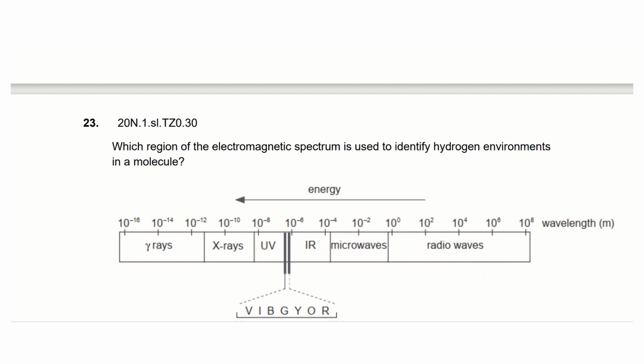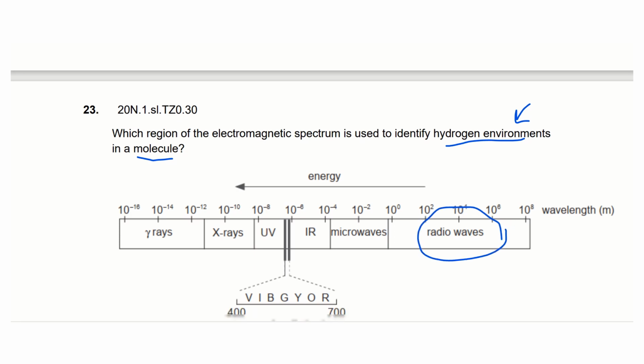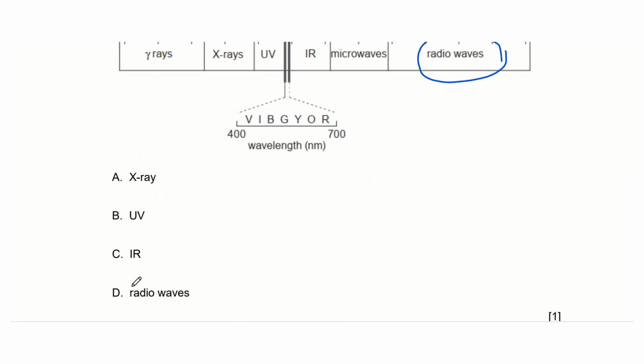Alright, which region of the electromagnetic spectrum is used to identify hydrogen environments in a molecule? Anytime you're asked for a hydrogen environment in a molecule, you're asked for the proton NMR, and the proton NMR always is in the radio waves. So the answer should be D.